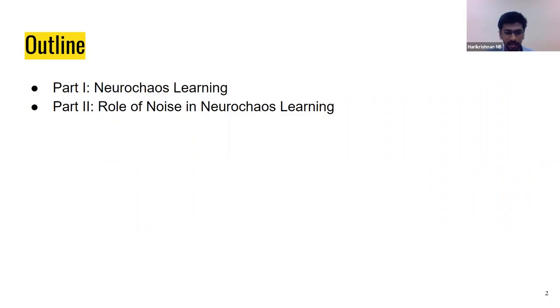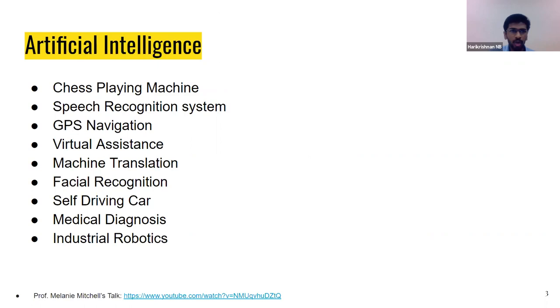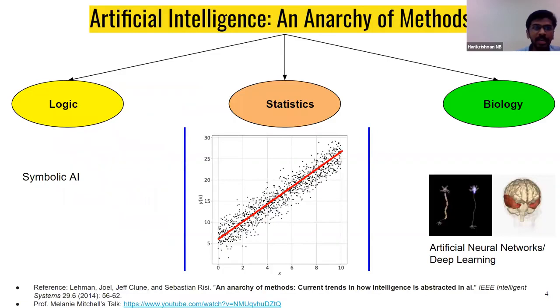So we all know the power of AI in today's world, right? Starting from chess playing machine, speech recognition system, GPS navigation, virtual assistants like Siri, Alexa, machine translation, facial recognition, self-driving car, medical diagnosis, industrial robotics, so many applications. But if you look at these topics, these are different topics, but there's a common theme that unifies all of them, and that is the field of AI. And if you look at the field of AI, we need a definition, right? There is no universally accepted unique definition for AI.